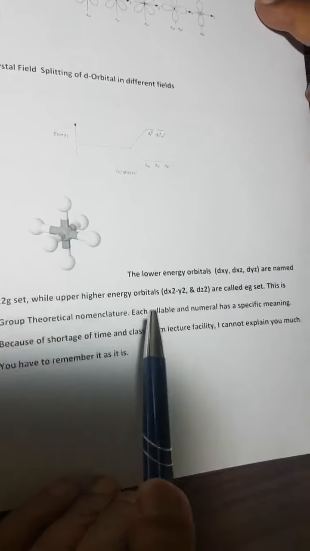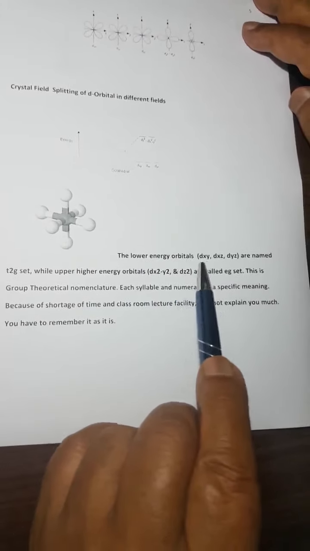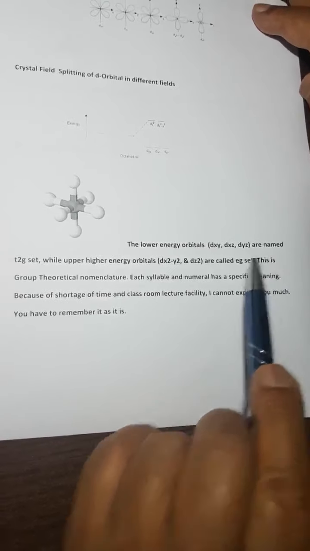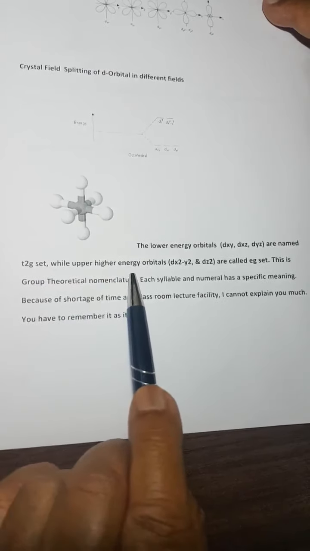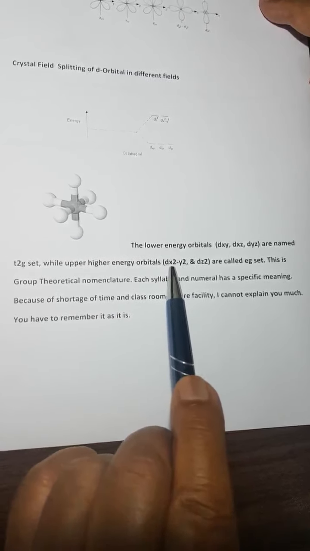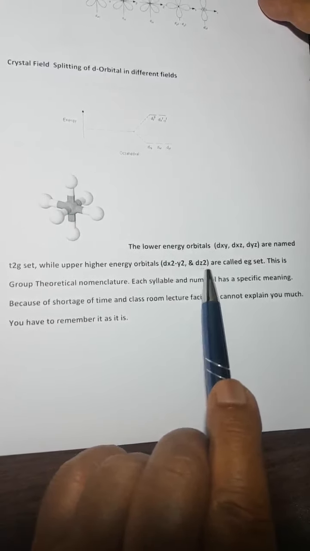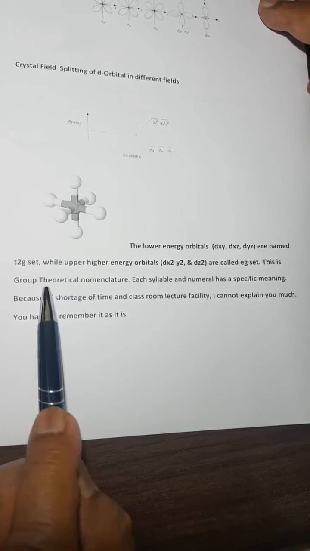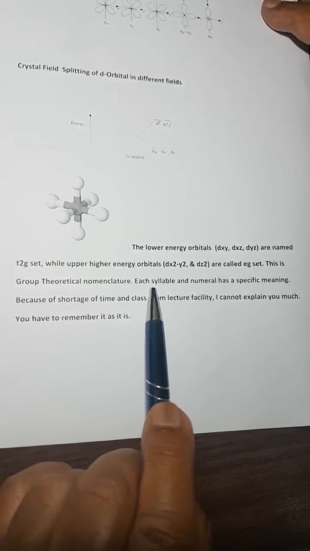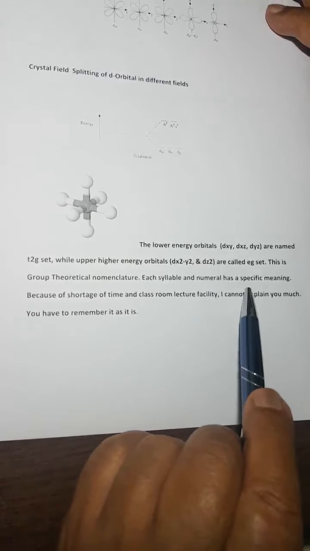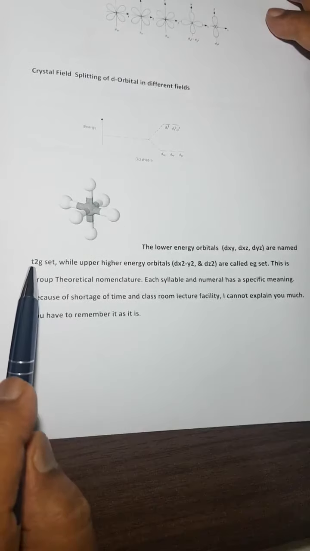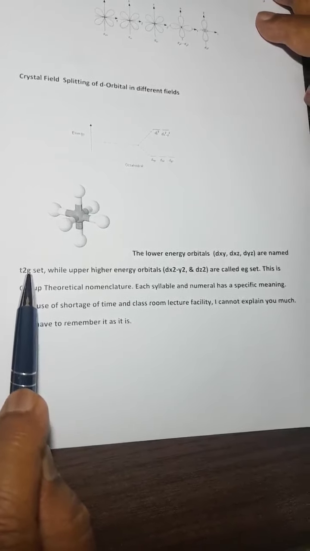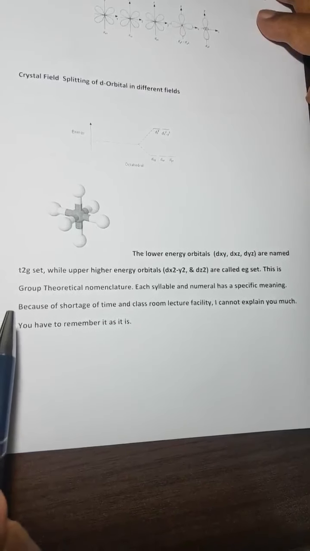So here I have said the lower energy orbitals, dxy, dxz, and dyz, are named the T2g set, while the upper higher energy orbitals, dx square minus y square and dz square, are called the Eg set. This is group theoretical nomenclature. Each syllable and numeral has a specific meaning. T has a meaning, 2 has a meaning, g has a meaning. Similarly, E has a meaning.